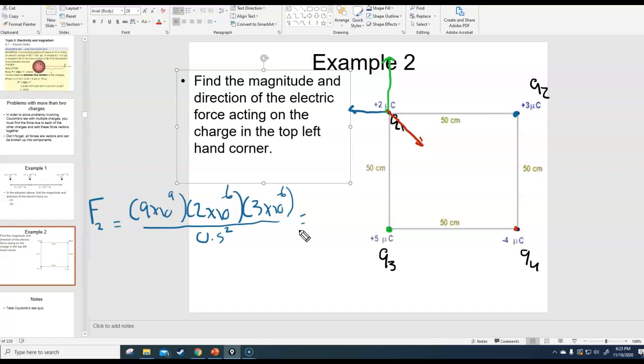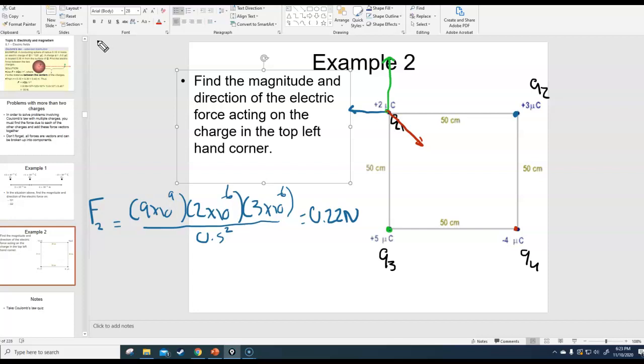So I'm going to use my calculator to do that. 9 times 10 to the 9 times 2 times 10 to the negative 6 times 3 times 10 to the negative 6 divided by 0.5 squared. And I get 0.22 newtons. Now, what is the direction of that? It's to the left. That means that force is in the negative x direction.